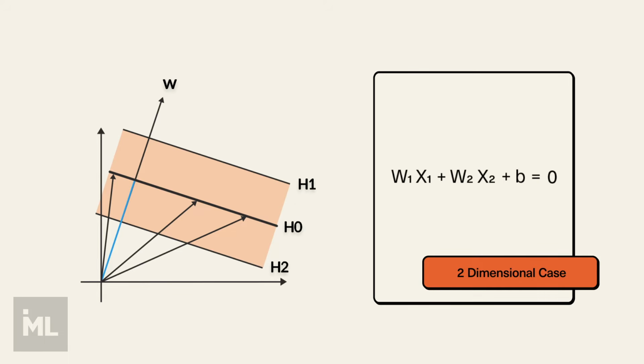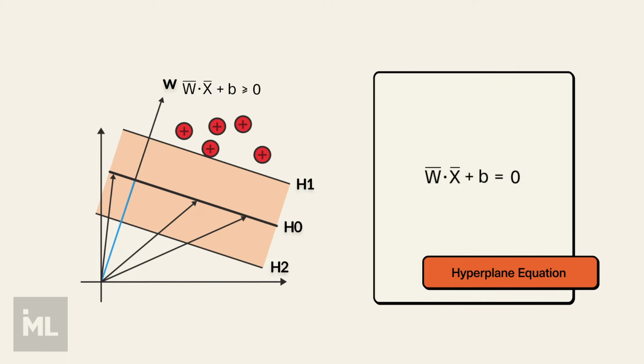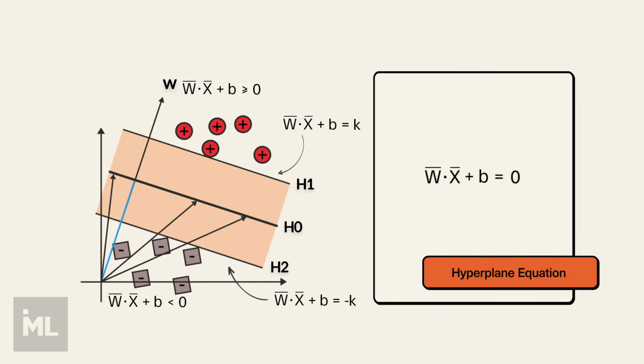Once we have the expression of the hyperplane, we can then use it to make predictions. For this example, if the expression for any unknown sample is equal to or greater than 0, we predict it as a positive sample. Otherwise, we predict the unknown as negative. Similarly, we can write the expression for gutters H1 and H2. Here k is just another constant value, and we can rescale w and b to make k equal to 1 for mathematical convenience. As we have introduced before, SVM is a maximum margin classifier.